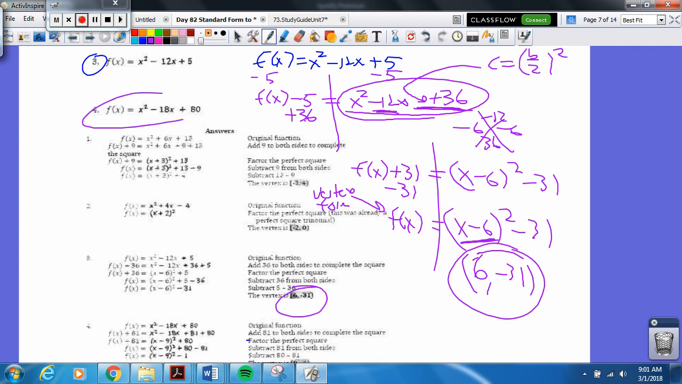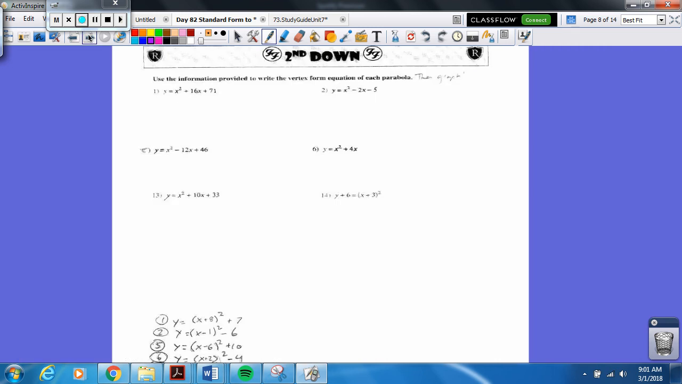So now try number 4. Answers are on the bottom, and once you're done, you have these, and the answers are on the bottom here. See how many you can do. Practice this. Great job. Later.